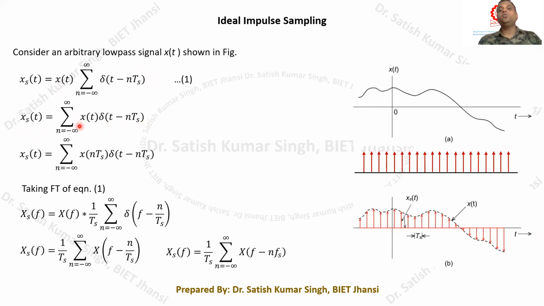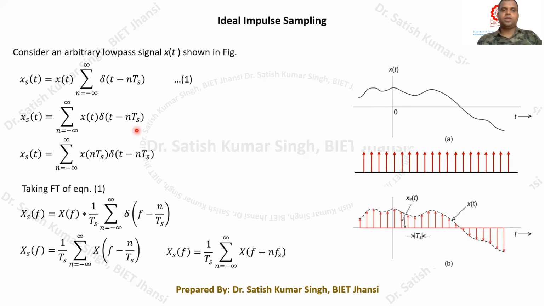Okay, now we can use one property of the delta function: if we are multiplying any function x(t) with the delta function like δ(t − nTs), at that time x(t) will be evaluated with t replaced by nTs, that is, t equals nTs. Try to remember, I have already discussed this property in my second or third lecture.